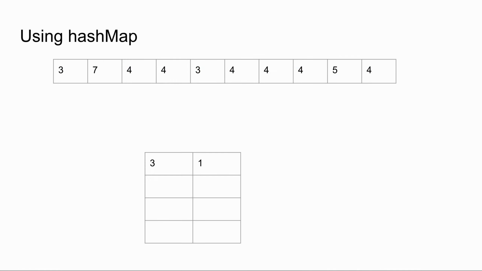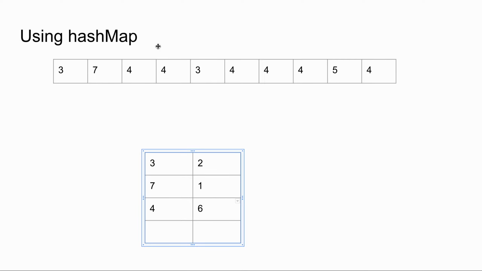The second way is we can use a hash map. How do we do this? We iterate over the array. The first element is 3, and what is the count? If it is not there, we just insert the element with a count of 1. 7 again with a count of 1. Now 4 with a count of 1. Again 4 is there, so the count will increase. 3 is already there, so the count will increase. Then again we go to 4, the count will increase. Similarly, at the end of the array, the count of 4 will be 6.